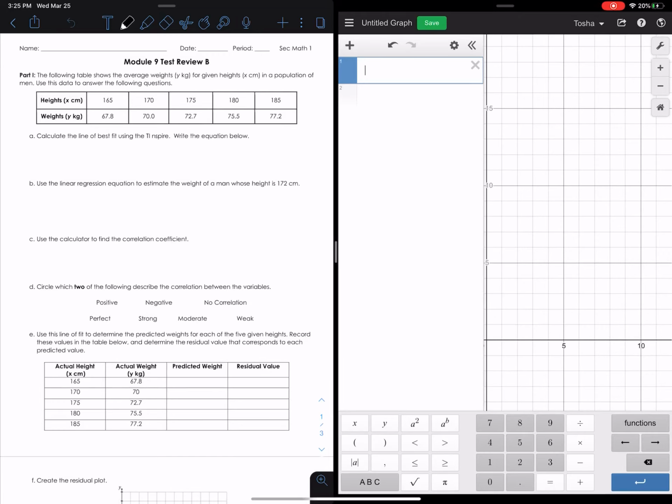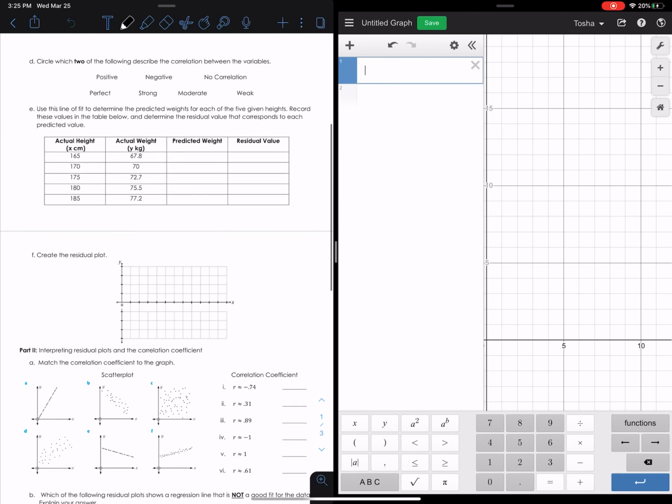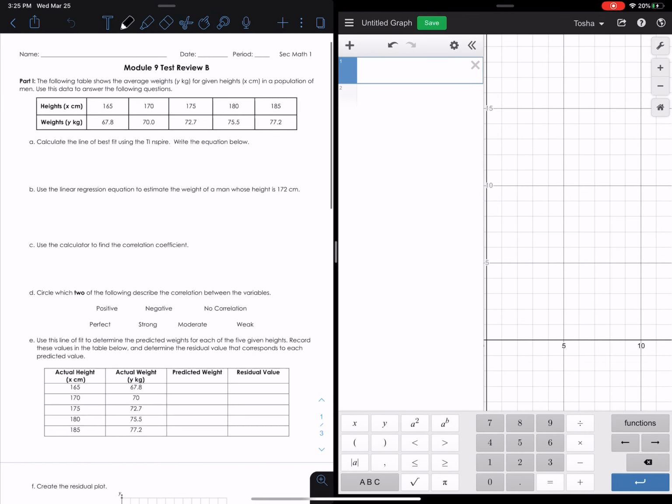Okay, I'm going to go through the test review. I'm going to go through all of the questions so that you know what you're doing for the test. It's just one page front and back, so it shouldn't be too much time to go through this.